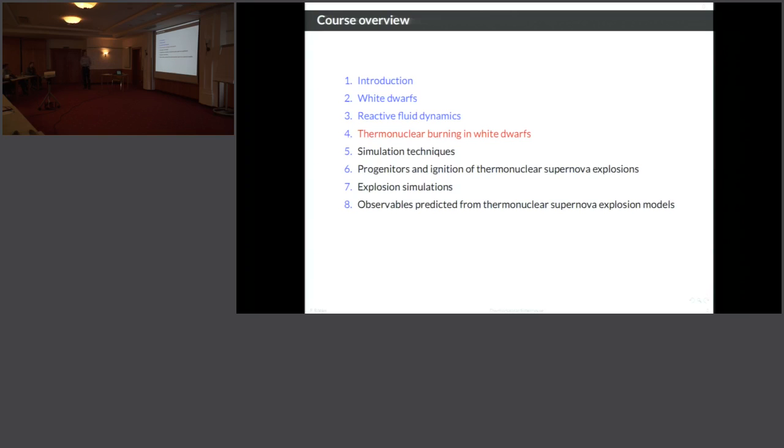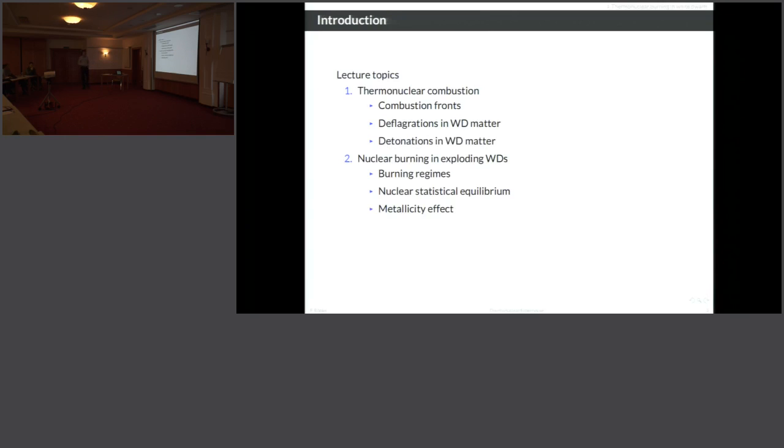So I will talk about thermonuclear combustion and the burning processes that happen during thermonuclear explosions of white dwarf stars. Okay, so those are the topics for today's lecture. I will talk about thermonuclear combustion first, and first give a rather general introduction to what combustion fronts really are, and then we will take a look at how these combustion fronts are realized in white dwarf matter as deflagrations and detonations. And then in the second part of today's lecture, I will talk about the nuclear burning processes in exploding white dwarfs. We will take a look at the burning regimes, the nuclear statistical equilibrium that is reached at the highest densities, and I will also mention a metallicity effect that has a rather large impact on the nucleosynthesis and the brightness of the events in the end.